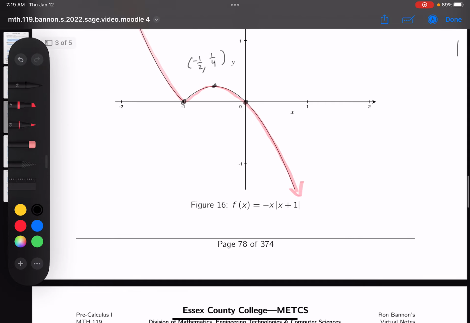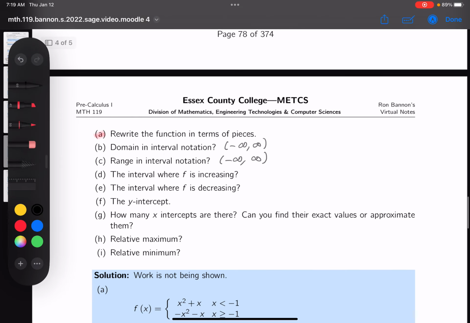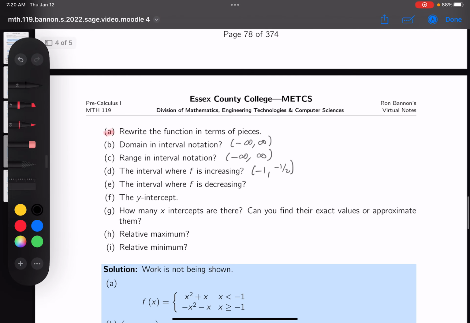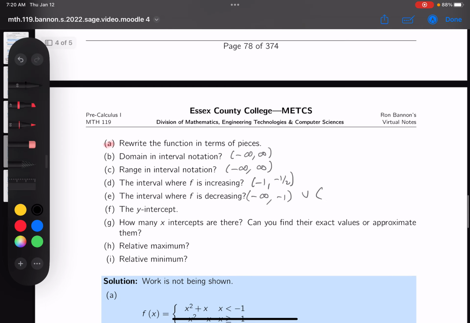What's the interval where f is increasing? I've got to look at it. I'm going to say it's increasing here. What's that interval? It starts at -1, and then it stops increasing at -1/2. I'm using open intervals to be consistent with what you're going to learn in Math 121 at Eskin College. Where's it decreasing? Going back over here, it appears to be decreasing on the interval from -infinity up to -1, union, -1/2, off to infinity.